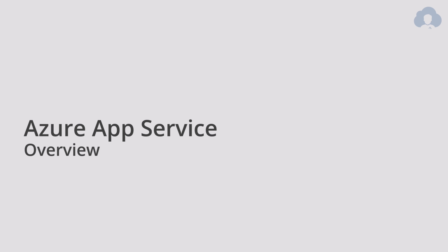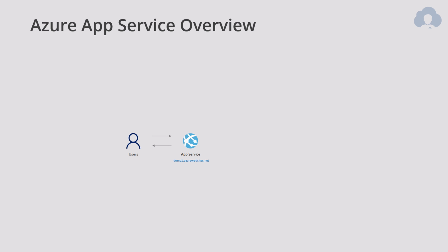How does it work? Normally you have users who hit App Service and just get a response. That's the high-level basic overview of how it works. It's just a web application. When you register a new app service, you get a name registered in Azure's websites domain. So if you called your app service demo1, you're going to get a demo1.azurewebsites.net DNS name.